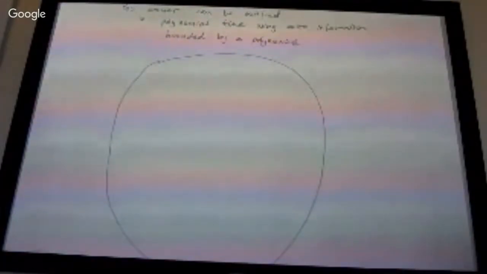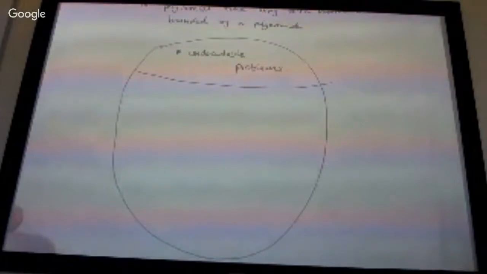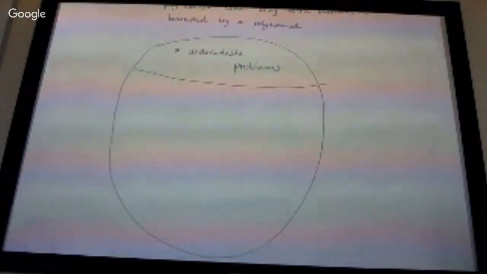Okay. So in the very grand scheme of things, these are all the decision problems. And at the top there is a large slice of undecidable problems. There's no algorithm whatsoever for them. No computer that can solve them. It can be proved mathematically that some problems can't be solved.